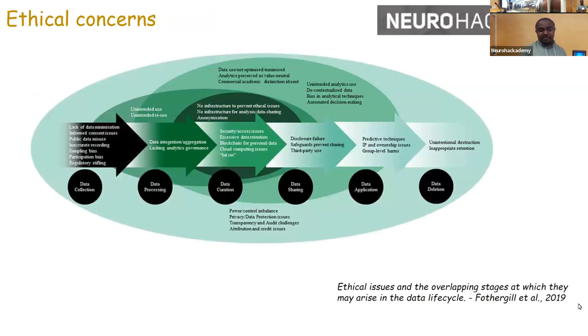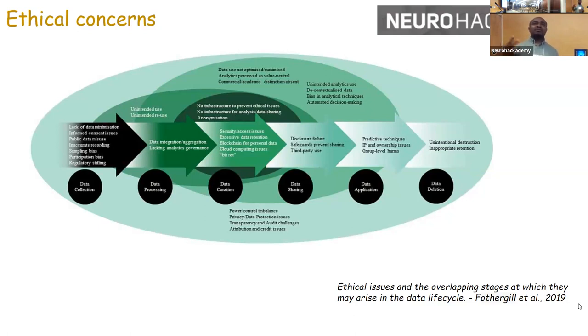And the same paper, Fortigulator, which I cited earlier, produced this beautiful diagram that identifies some of the ethical issues in the neuroscience data lifecycle, from data collection, data processing, data curation, data sharing, data application, and data deletion. These are different stages of the data lifecycle that raise different ethical issues. But we're not going to discuss all of them. One of the most important ones is incidental findings.